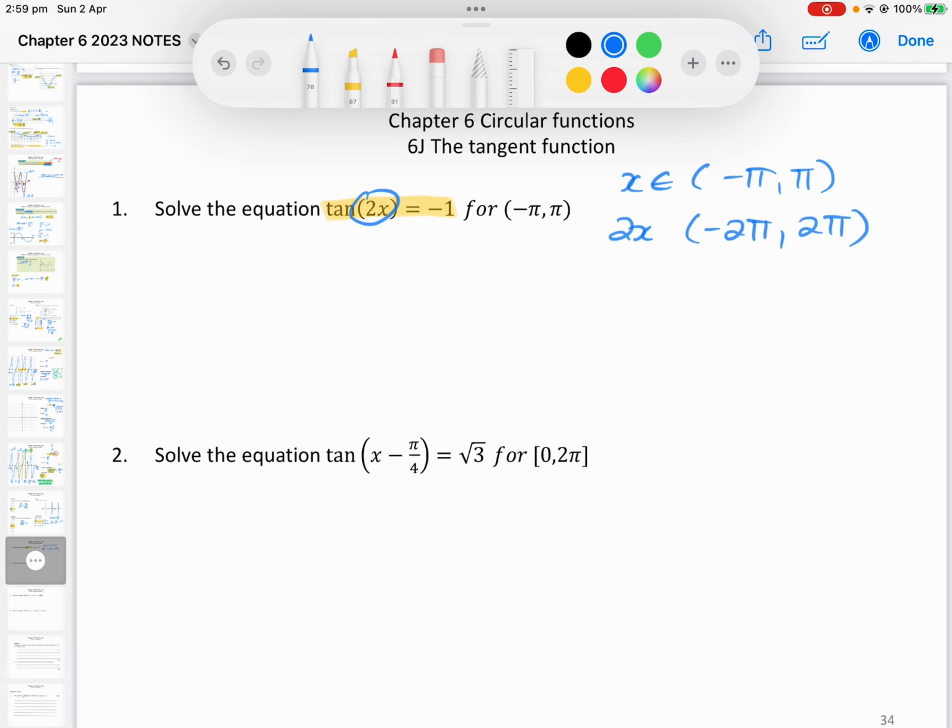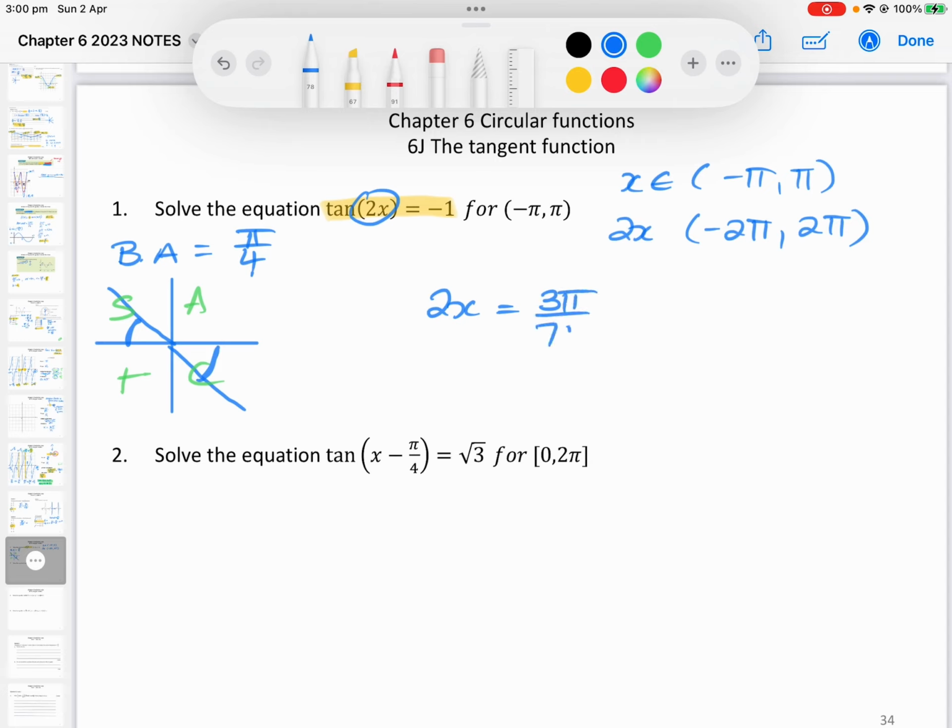So the first thing I say is, what is my base angle? When does tan equal 1? We're not going to write the sign. Tan is 1 when the angle is pi on 4. But where is it negative? Well, it's negative in this one and this one. So that's going to be at 3 pi on 4 and at 7 pi on 4. So that's going round forwards. We've got 3 pi on 4 and 7 pi on 4.